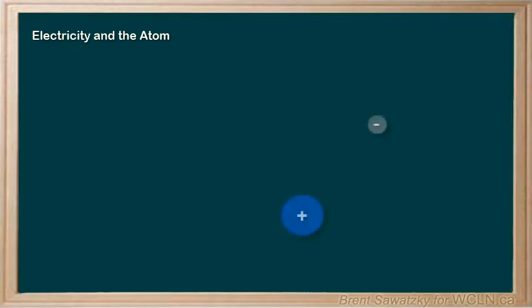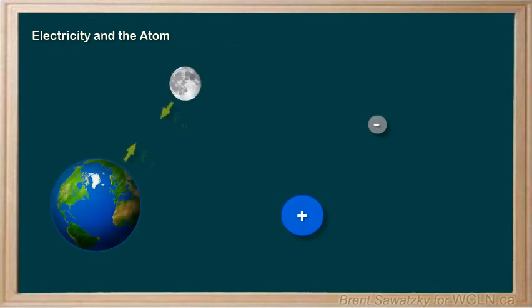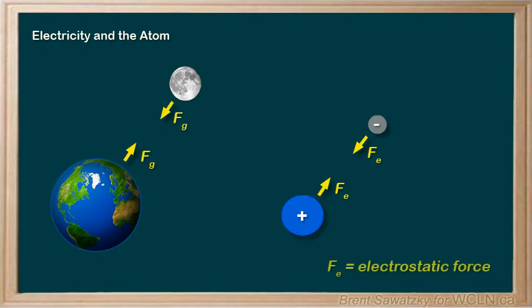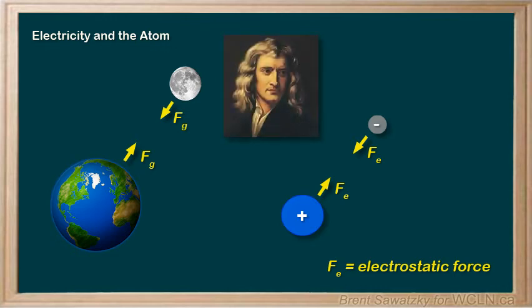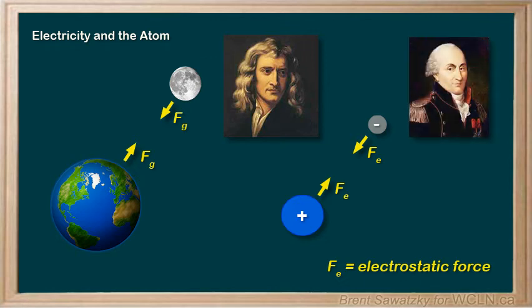The second big idea has to do with the forces between charged particles. Just like the moon is attracted to the Earth due to gravity, electrons are attracted to protons. Instead of gravity causing the force this time, the force is called an electrostatic force. Just like we can calculate and predict forces of gravity, thanks in part to Isaac Newton, we can also calculate and predict electrostatic forces, thanks in part to Charles Coulomb.